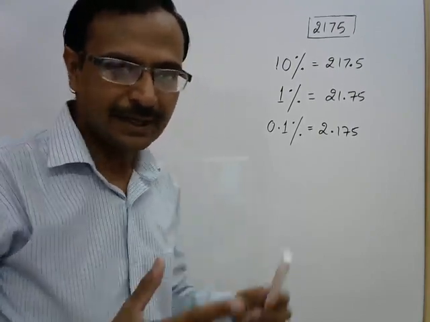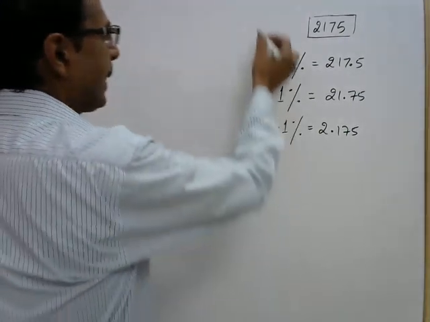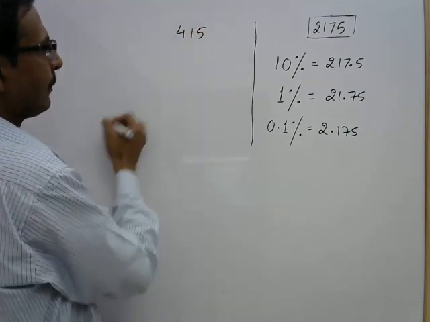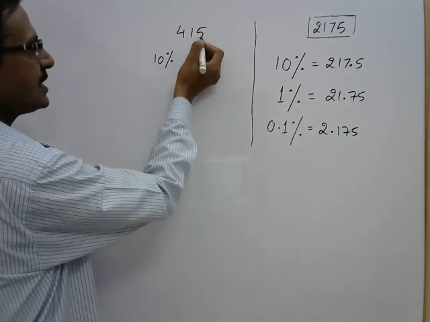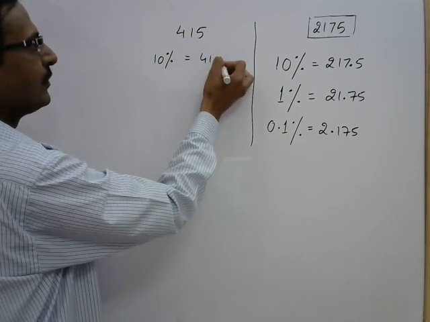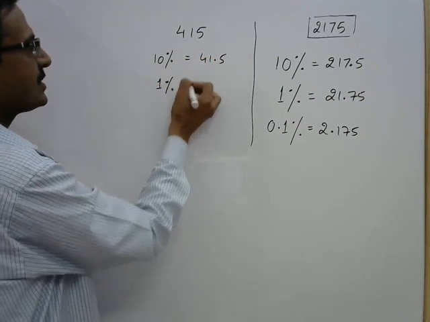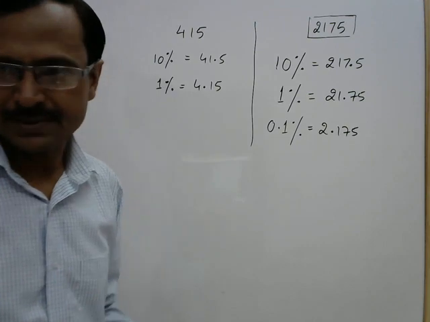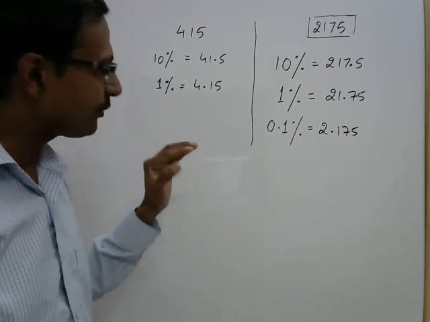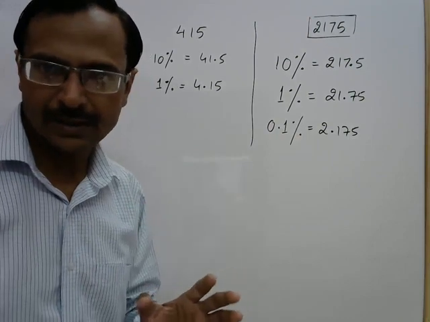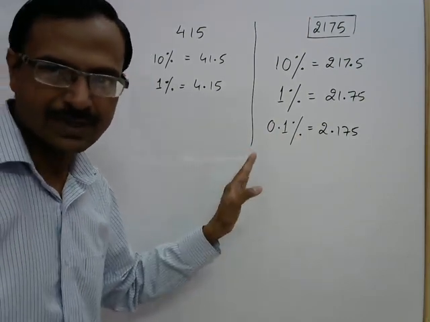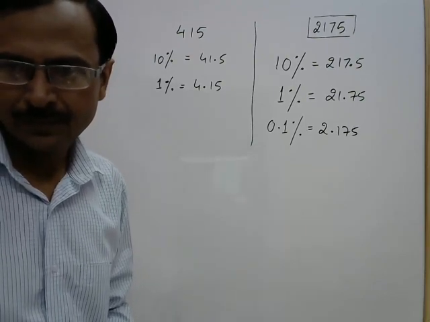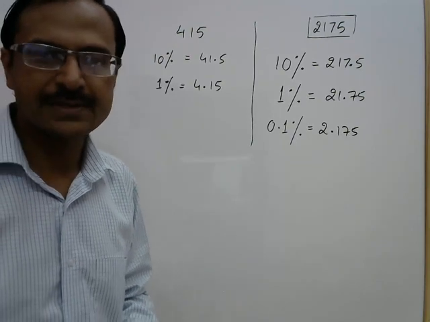One more example, then we can get on with finding different kinds of percentages. Suppose you have the number 415. If you want to calculate 10%, just put a decimal here, 41.5. If you want to calculate 1%, then it is 4.15. So I hope the concept of 10% and 1% is clear to my students. Any doubts here? Because I am getting on with the higher concepts now. Any doubts in calculating 10% and 1% orally?